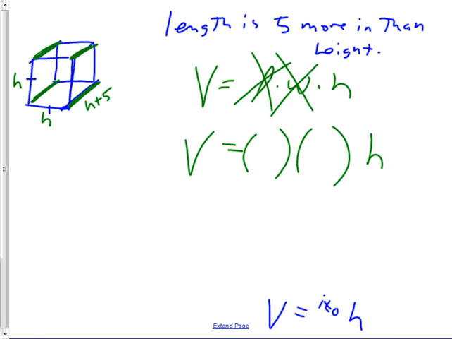So the width is, I guess, this is hard to know which one you consider the length and which one you consider the width, but I was considering that the length, I was considering this the width, and I was considering this the height. So the width is really H. And the length is really H plus 5. And then you just have to multiply them all together.